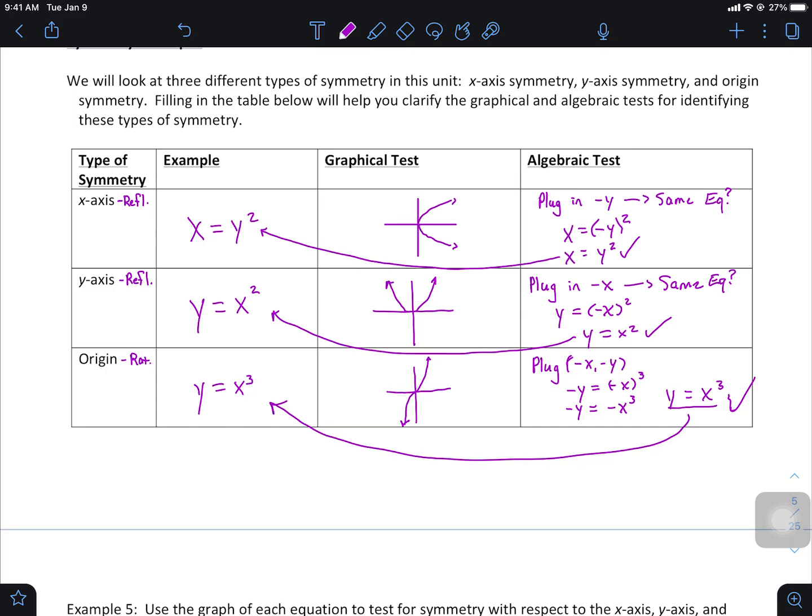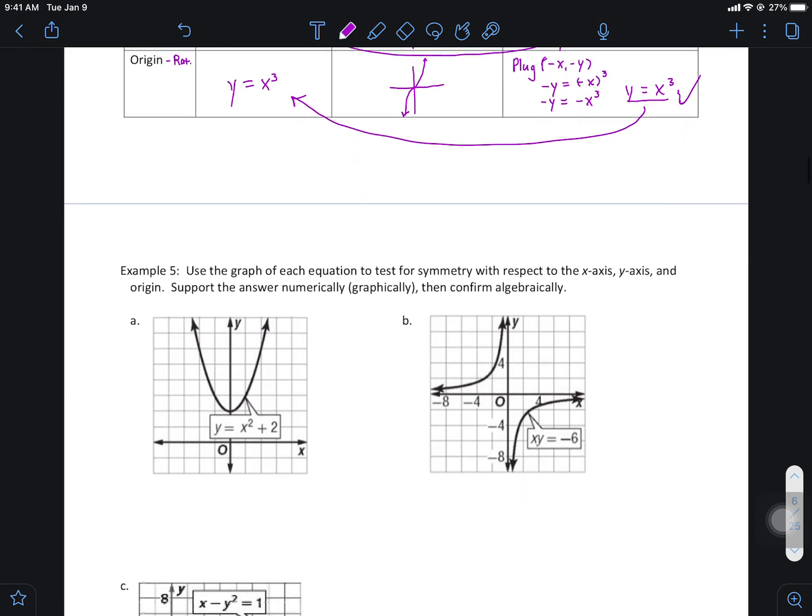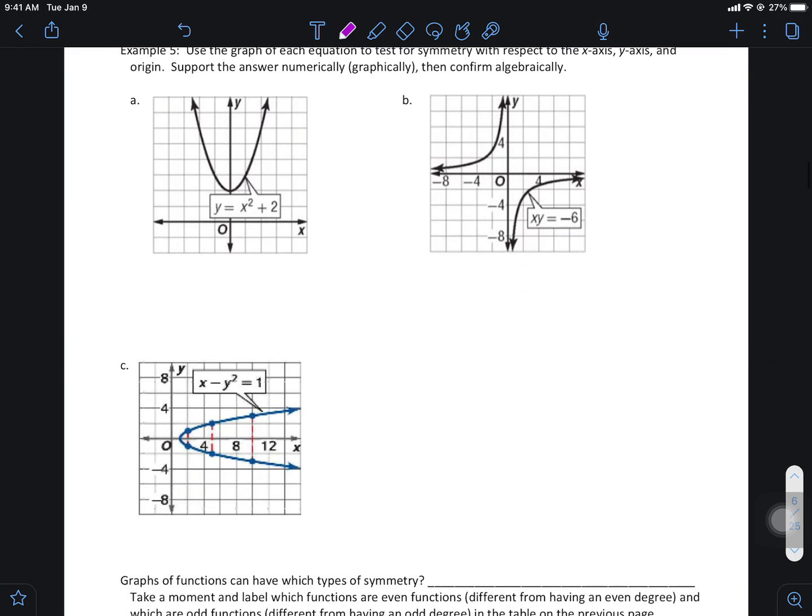So on this next page, we're going to pretty much do the same thing. The examples get a little bit more interesting here, with some different types of parabolas. Maybe the parabolas are moved, and then we're going to verify these algebraically. Okay, so let's try it out here.